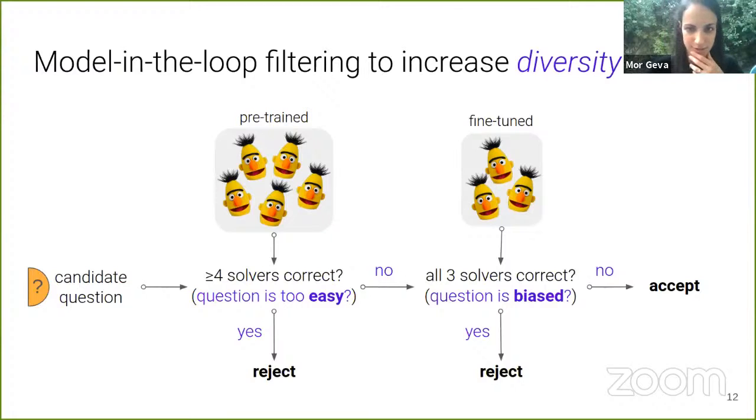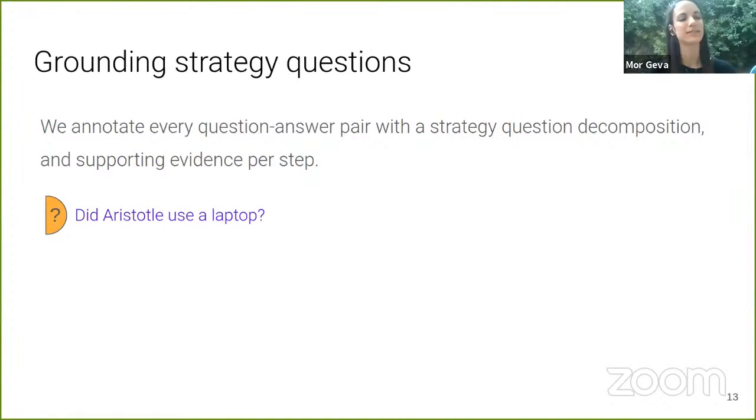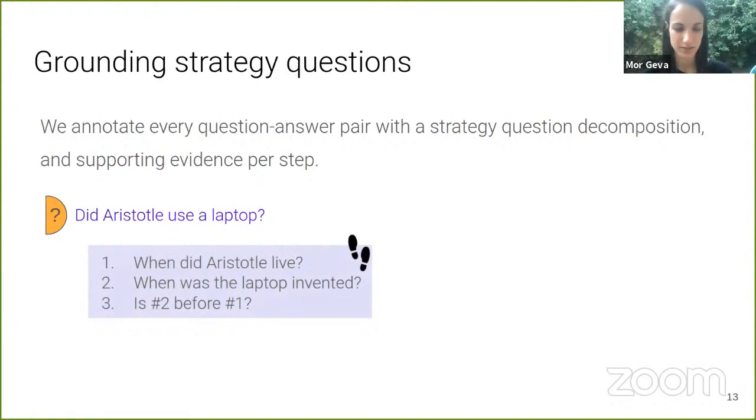Thanks. Okay, so at this point we have questions, but we actually know nothing about the reasoning process required to answer them, or whether they're answerable or not. So in addition to the question, we also annotate 2 more objects. The first one is the question decomposition. The decomposition is a sequence of sub-questions that are required to answer the question, while the last step returns the final answer. And the number signs are placeholders for answers of previous steps. This provides a description of the reasoning process.